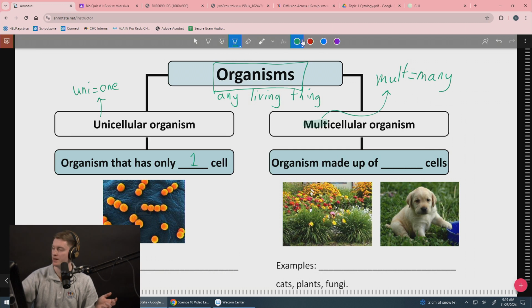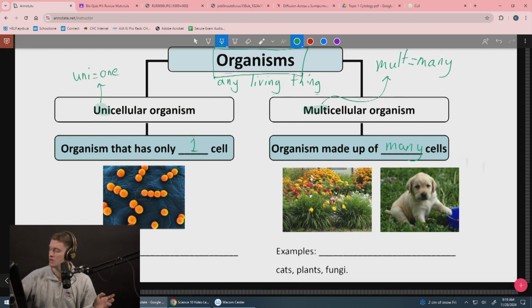At home, I have a multi-tool that has a screwdriver on it, a knife on it, pliers on it, many different things in it. So a multicellular organism is made of many cells. We have some pictures here.